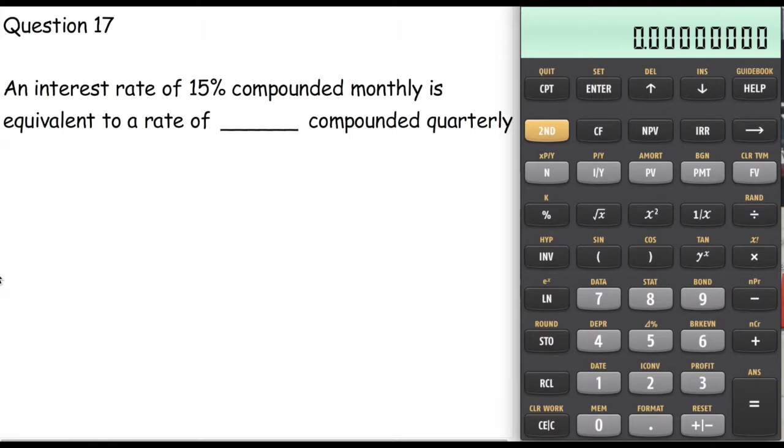So here I have an introduction to finance question for COMM 308, question number 17. Let's have a look. An interest rate of 15% compounded monthly is equivalent to a rate of blank compounded quarterly.